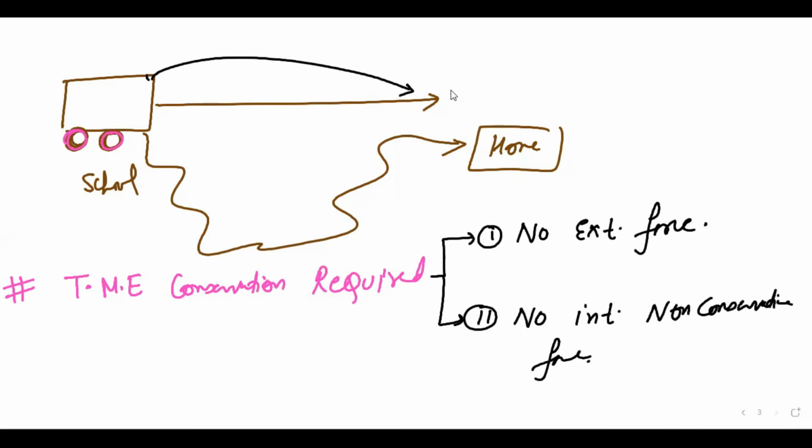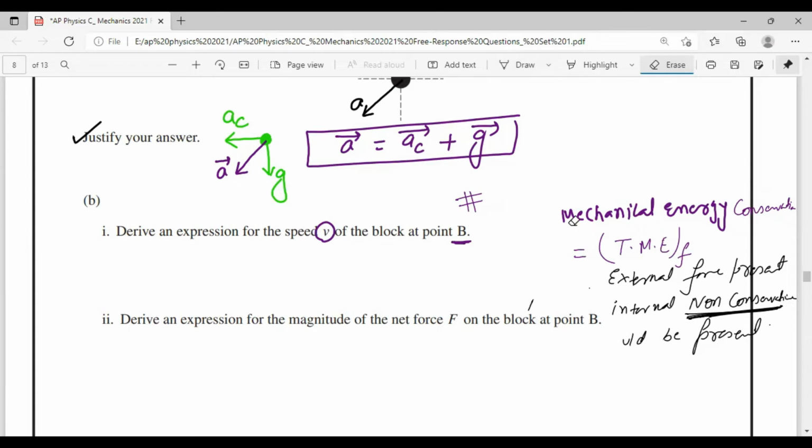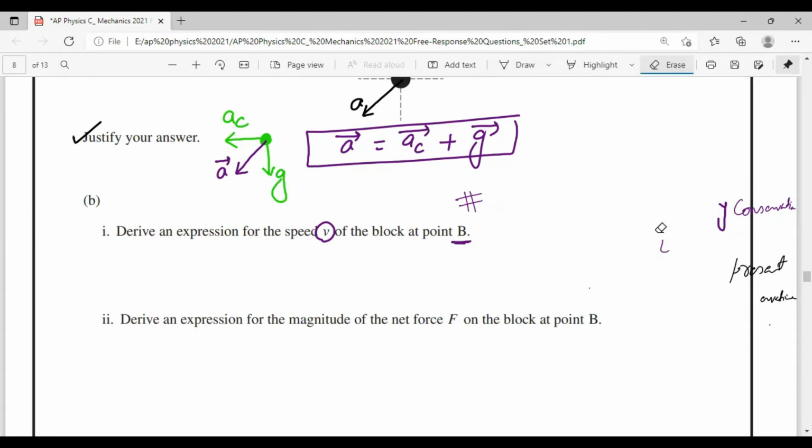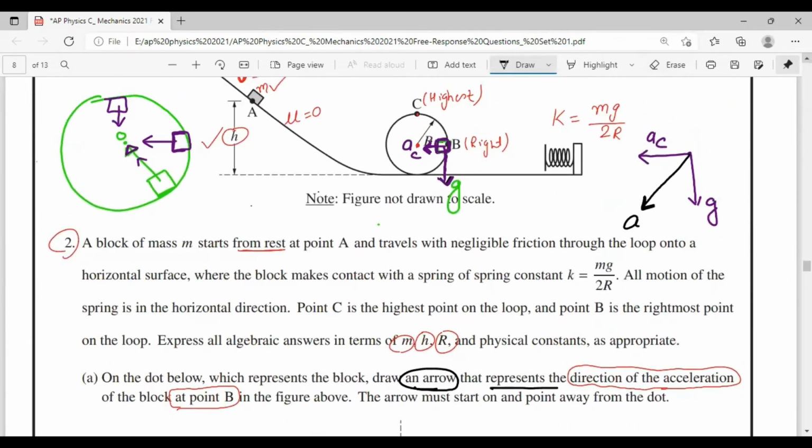Okay, friends, so let us see this theory on this question. First of all, I erase this because it is already written on the whiteboard. I will also upload the PDF of this solution as well as the whiteboard content. So we have to derive an expression for speed v of the block at point B. Let us see how we can apply the total mechanical energy conservation.